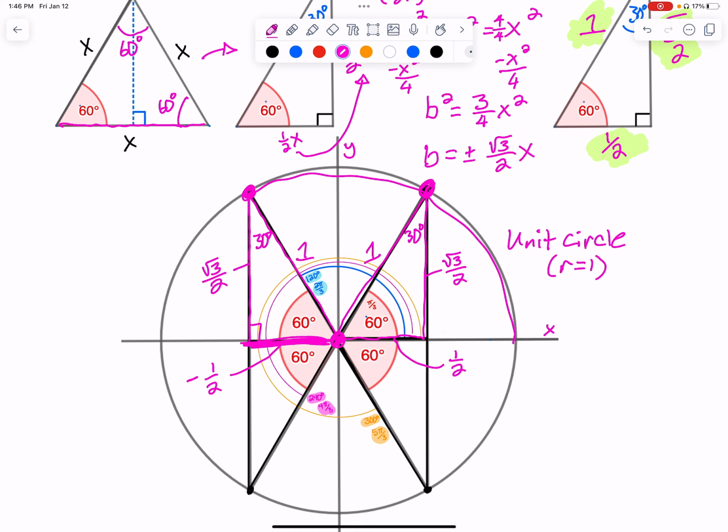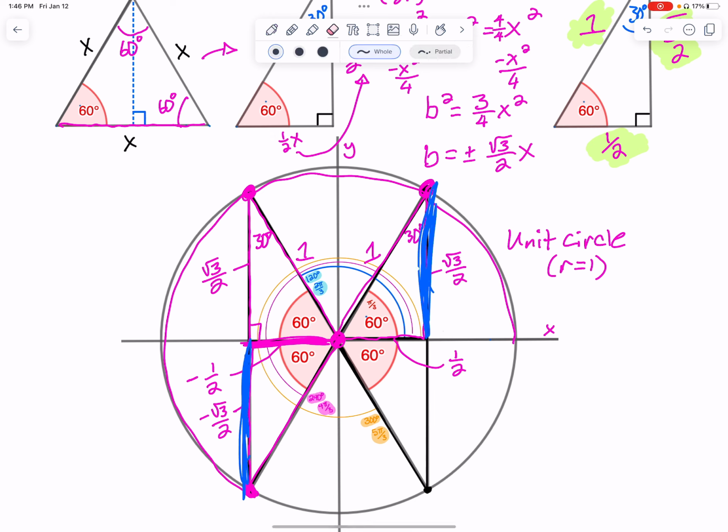What's nice, again, is if I keep revolving around, I have another 30, 60, 90 triangle that I can talk about, and I have those sides too. I have a negative 1/2; that side doesn't change. And this side, it's kind of hard to see, but this length is the same as this length. It's just down. So we get a negative radical 3 over 2. They're the same length, but one goes down and one goes up. Y's that go up are positive, and y's that go down are negative.